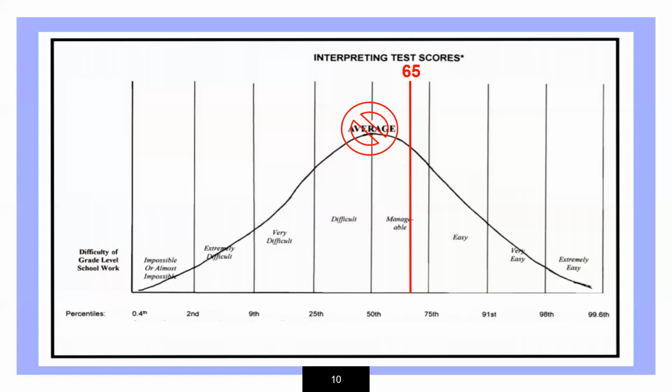Now, what we don't want to do is confuse it with 65% mastery. Thinking back to Billy and his spelling test, that was our criterion reference test. We were assessing a very specific criterion. We were just looking at Billy.